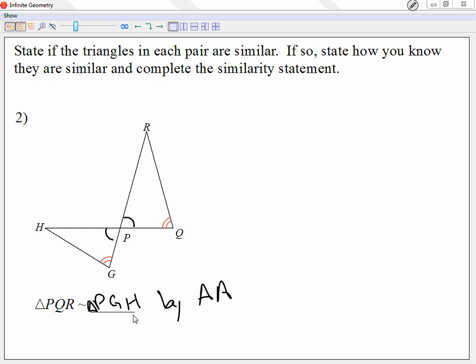If you write PHG, it's incorrect. It's PGH. Order matters. Notice how Q and G are the same. Make sure you see how Q is in the middle? Make sure G is in the middle as well. Like I said, order matters.